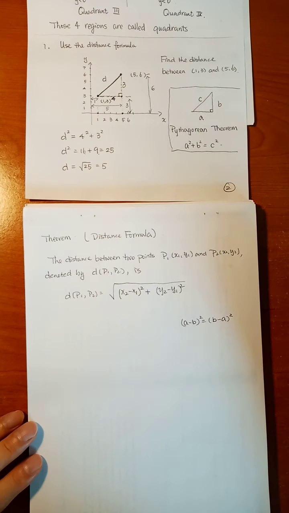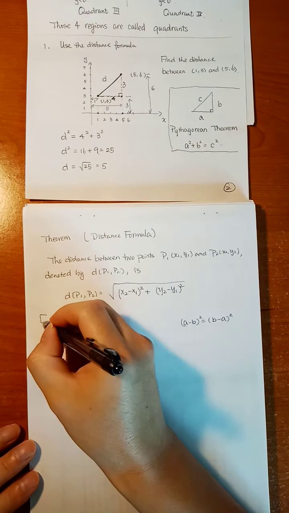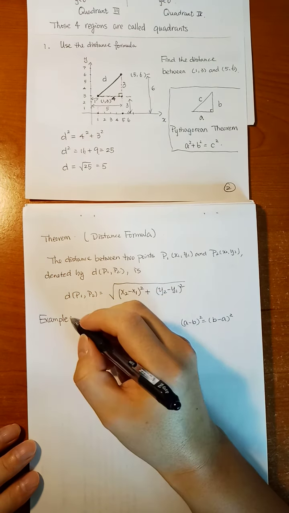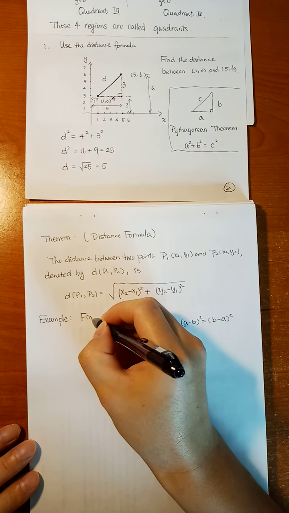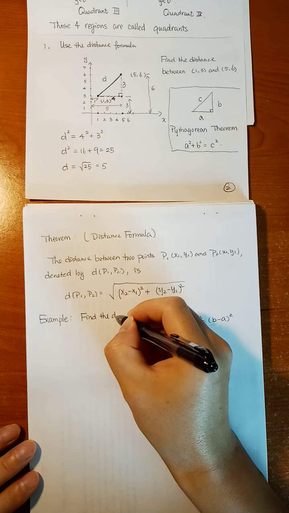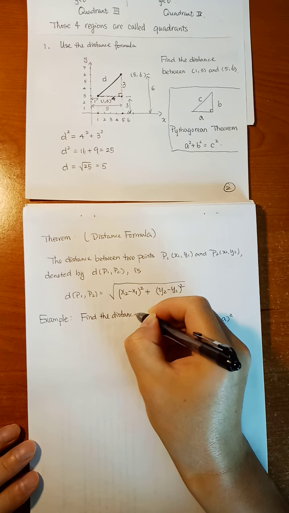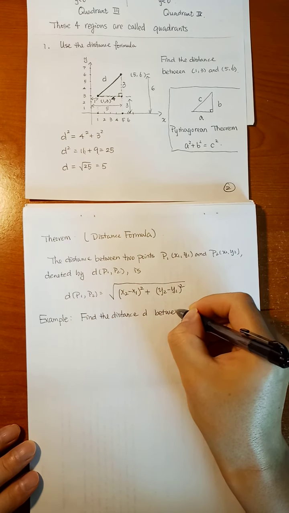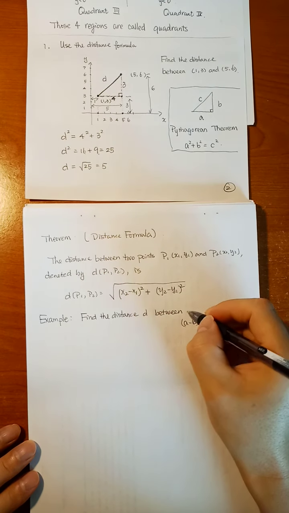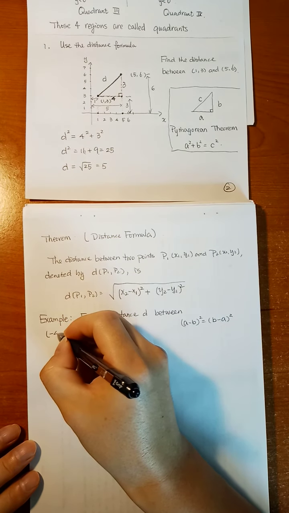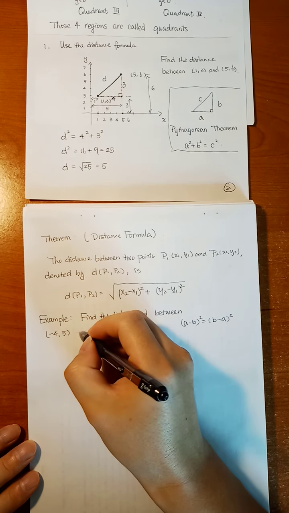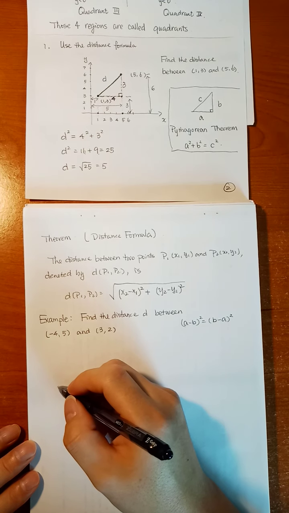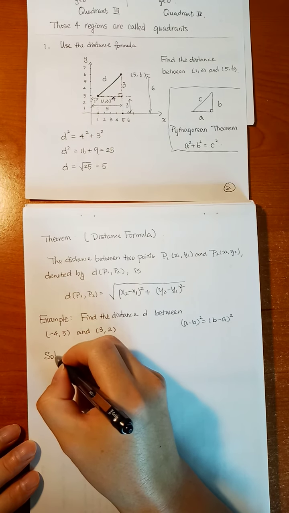Okay, now let's see the computation. Find the distance d between -4, 5 and 3, 2. Okay, so solution.